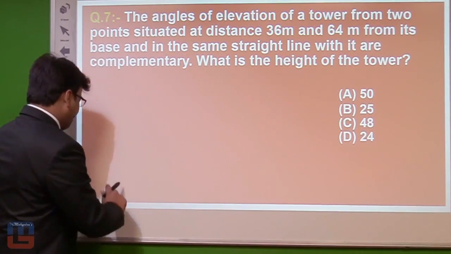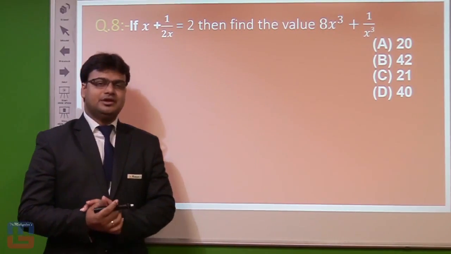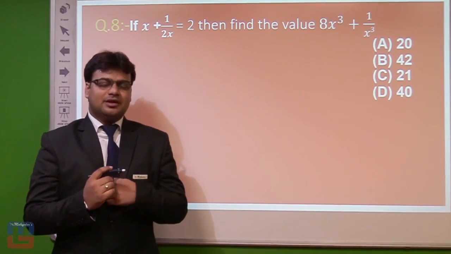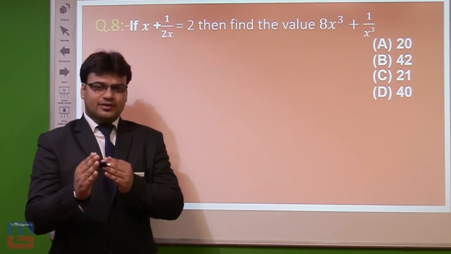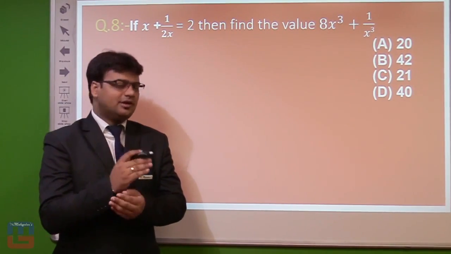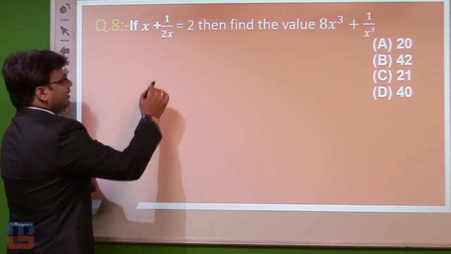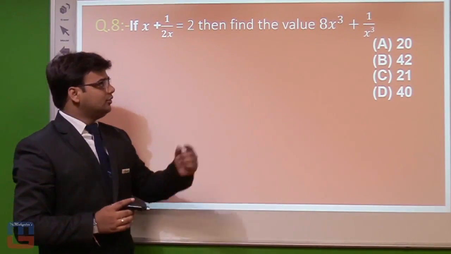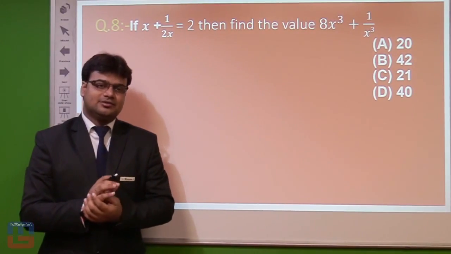Okay, let's check the next question. This question is based on algebra. If x plus 1 by 2x is equal to 2, then find the value of 8x cube plus 1 by x cube. In this type of question, first see the given condition: x plus 1 by 2x is equal to 2. What is required is 8x cube plus 1 by x cube.